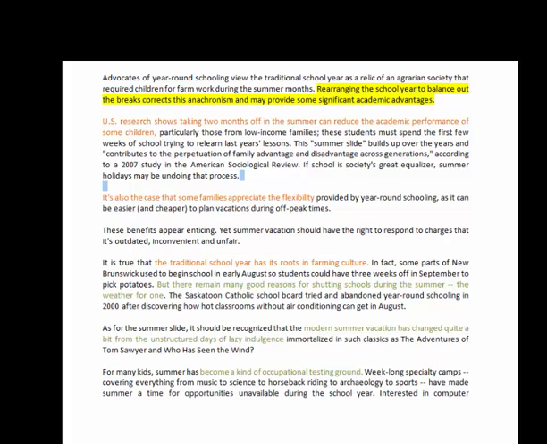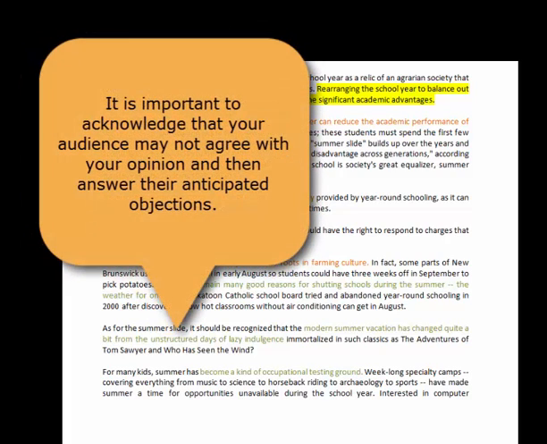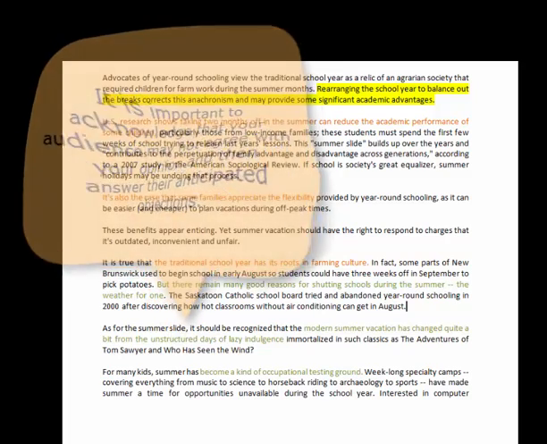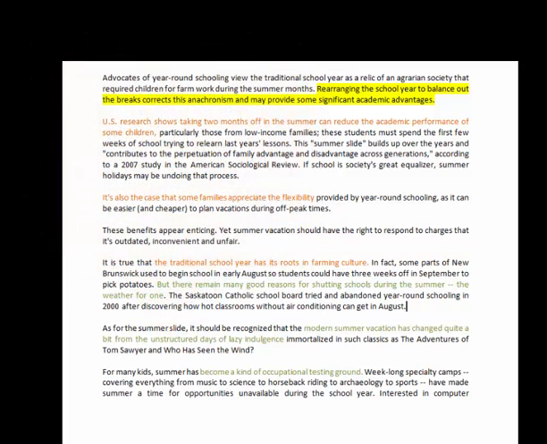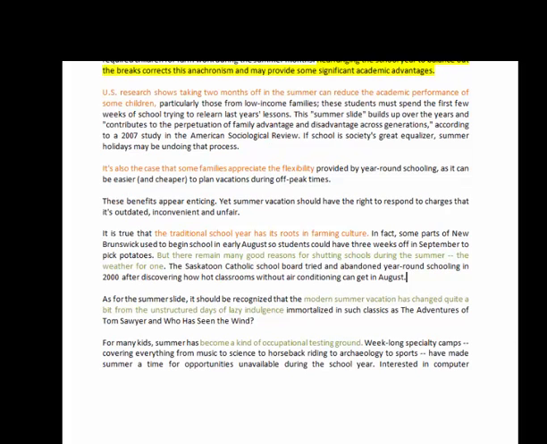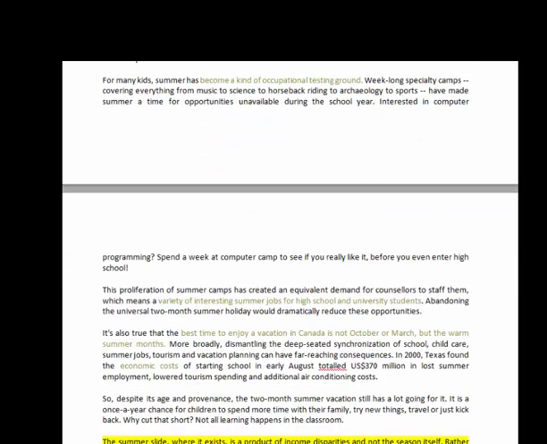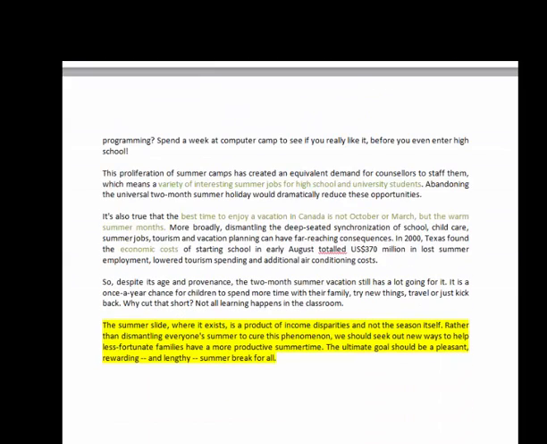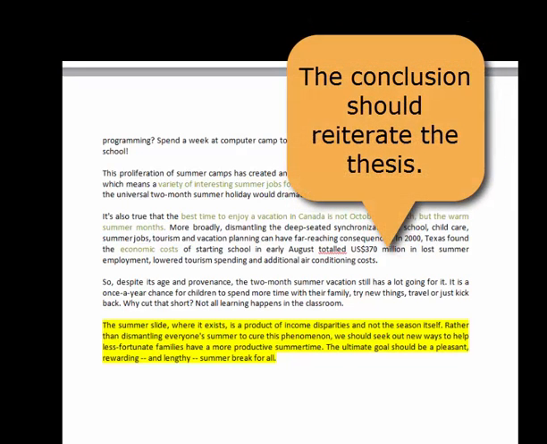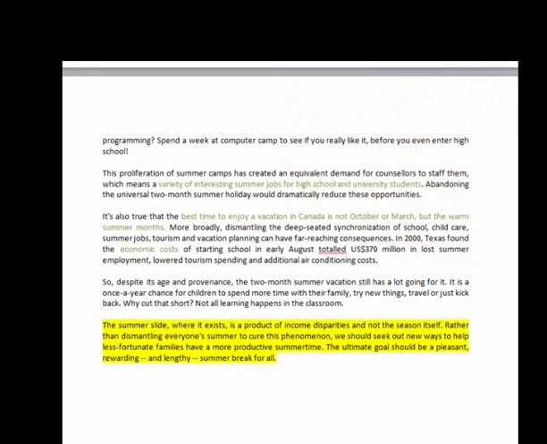You'll notice then in the green that I've highlighted the ideas that seem to counter this particular stance. There remain many good reasons for shutting schools down during the summer. The weather, for one, which is then explained. Additionally, the modern summer vacation has changed quite a bit from the unstructured days of lazy indulgence that we often associate with summer vacation. And so on. The argument continues in this way until we get down to the bottom, the conclusion, which wraps up this particular argument and reiterates the overall thesis. The ultimate goal should be a pleasant, rewarding, and lengthy summer break for all.